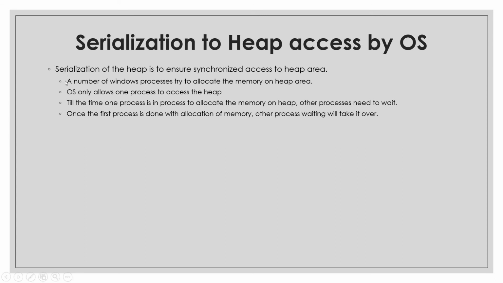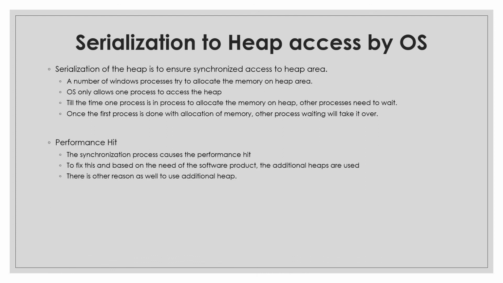You can see the first step. A number of Windows processes try to allocate memory on the heap area. This is something which is happening. Then the OS will only allow one process to access the heap. The rest of the processes will keep waiting. Till the time one process is allocating memory on the heap, others need to wait. Once the first process is done with allocation of memory, other waiting processes will take over. And this way, the synchronization is ensured by the operating system.